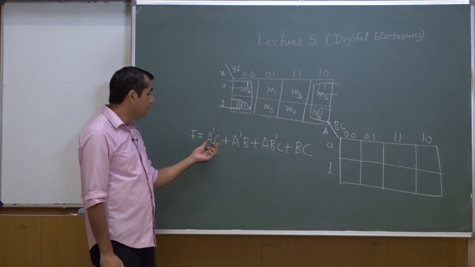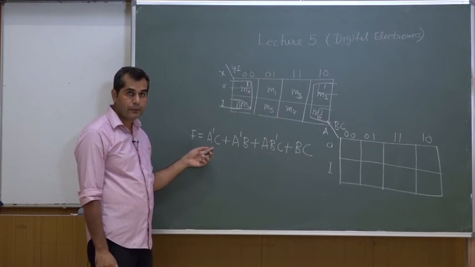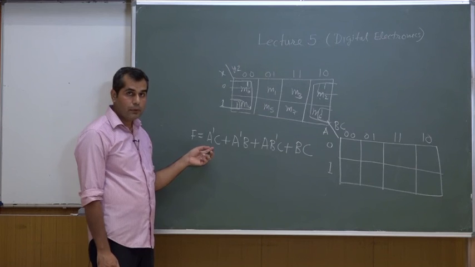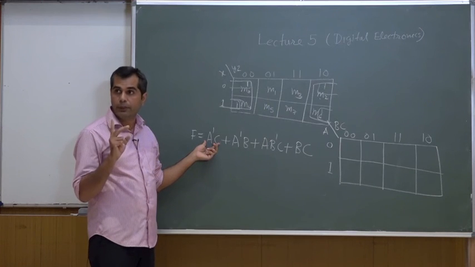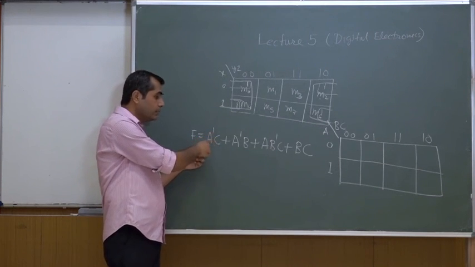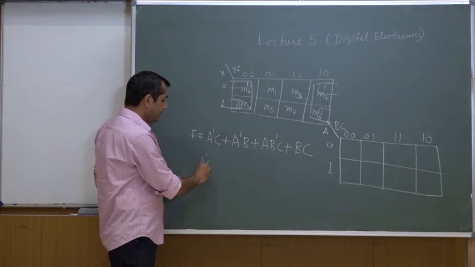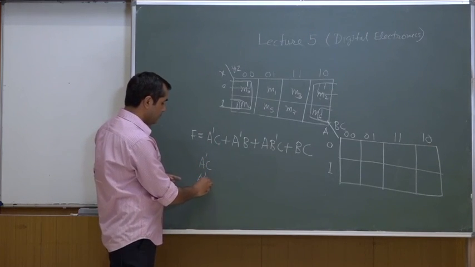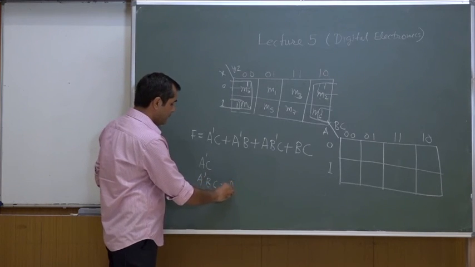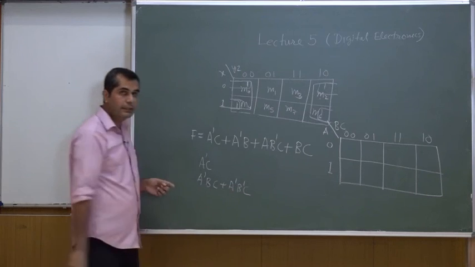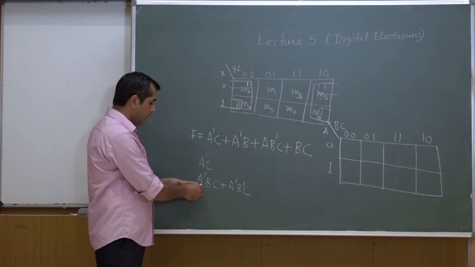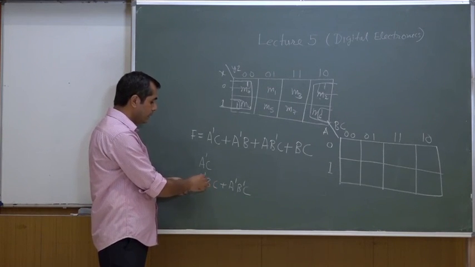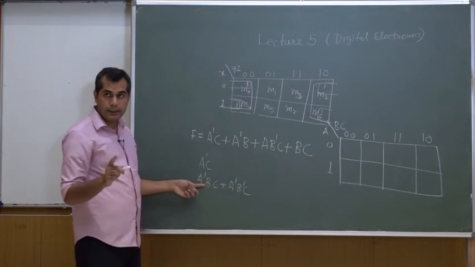Okay. So, first term we have A bar C. If we are considering A bar C for a three variable system, it basically represents two 1s, is it or not? I mean, there are two min terms for this A dash C. What are those min terms? If I write A dash C, basically it is A dash B C plus A dash B bar C, is it or not? Is it clear? Because if you take A dash C common, then we get A dash C in bracket B plus B bar, that becomes 1.